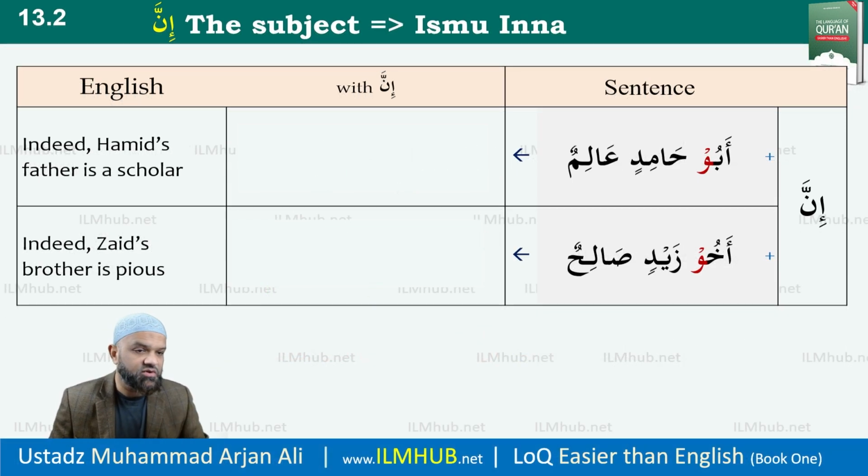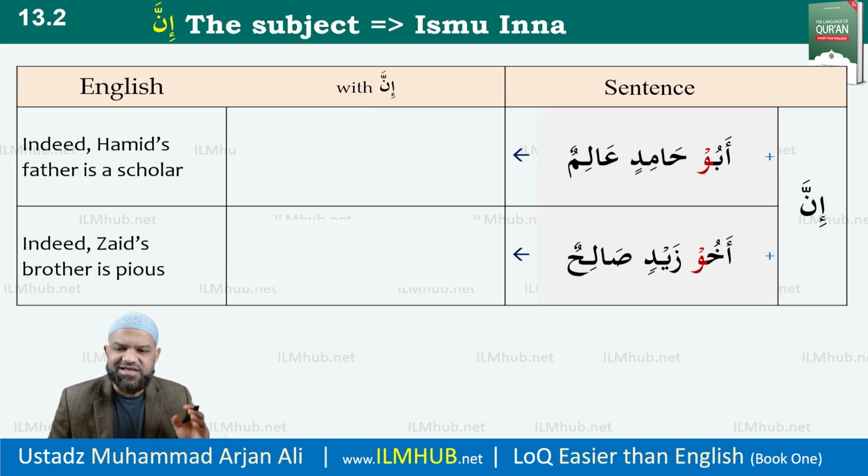Okay, 2 examples now on the screen. First, we have Abu Hamidin alimun. I hope you can easily recognize this is mudaf ilayhi. If you are struggling, go back to lesson number 10 and 11 where I did this in detail. And of course, I'm adding inna. So what happens to Abu Hamidin alimun, Akhu Zaidin salihun?